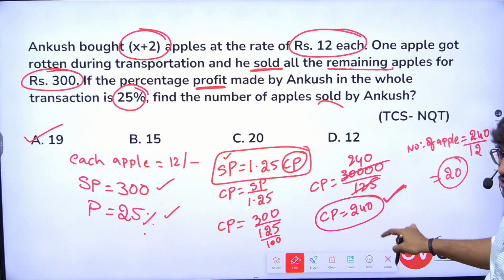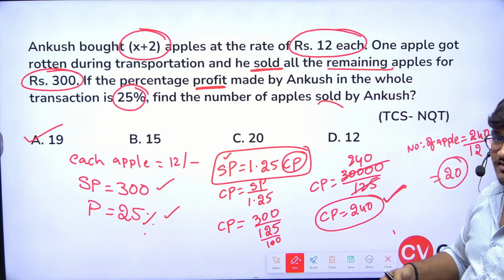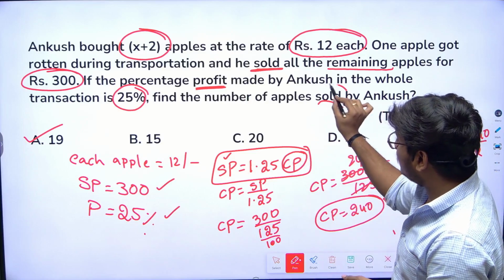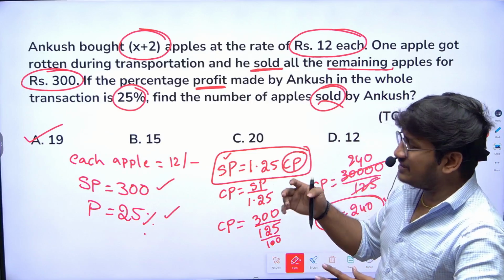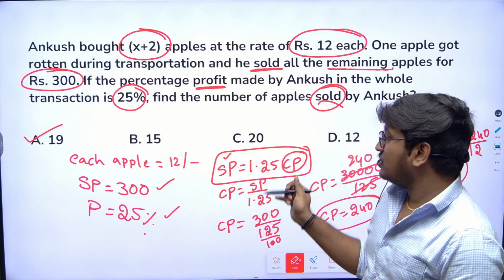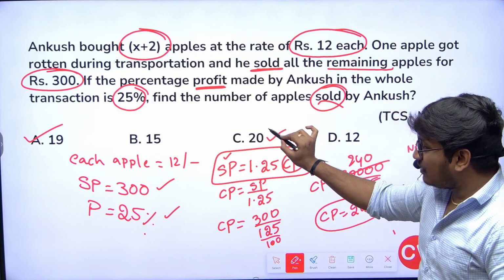After getting cost price 240, each apple cost is 12 rupees. 240 by 12 will give you the number of apples Ankush bought. But they're asking us to find the number of apples Ankush sold. So one apple he threw away, it was damaged during transportation. So the number of apples is 20. Students might get confused. Immediately after that, they will select 20, but 20 is wrong.